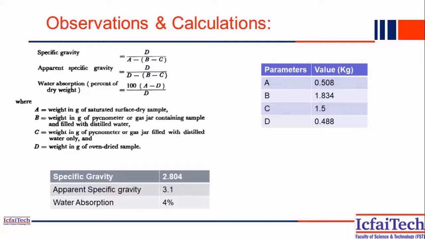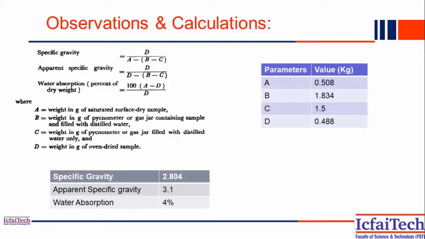A, we got it, is 0.508. A is the sample, that is, after 24 hours we keep the sample in water, and then we remove the water. When surface dry condition, the aggregate weight is 0.508 kg. Now B is the weight of aggregate plus water plus pycnometer, that is 1.834. C is the pycnometer plus only water, it is 1.5 kg, and D is the 24 hours oven dry sample, that is 0.488.